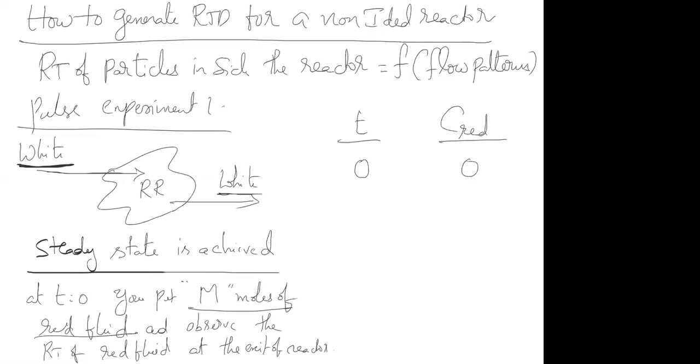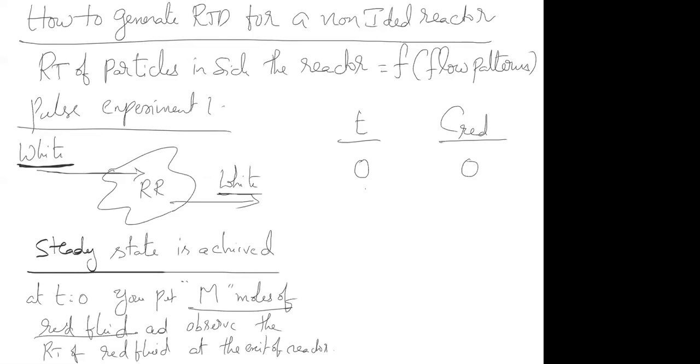Since it is a continuous reactor, along with the white fluid, I put, let's say, m moles of red fluid. So why do I put red fluid? Because red can be easily identified at the outlet. So you have put 100 people into your room and you are observing how those 100 are coming out of the room. So t equal to 0.